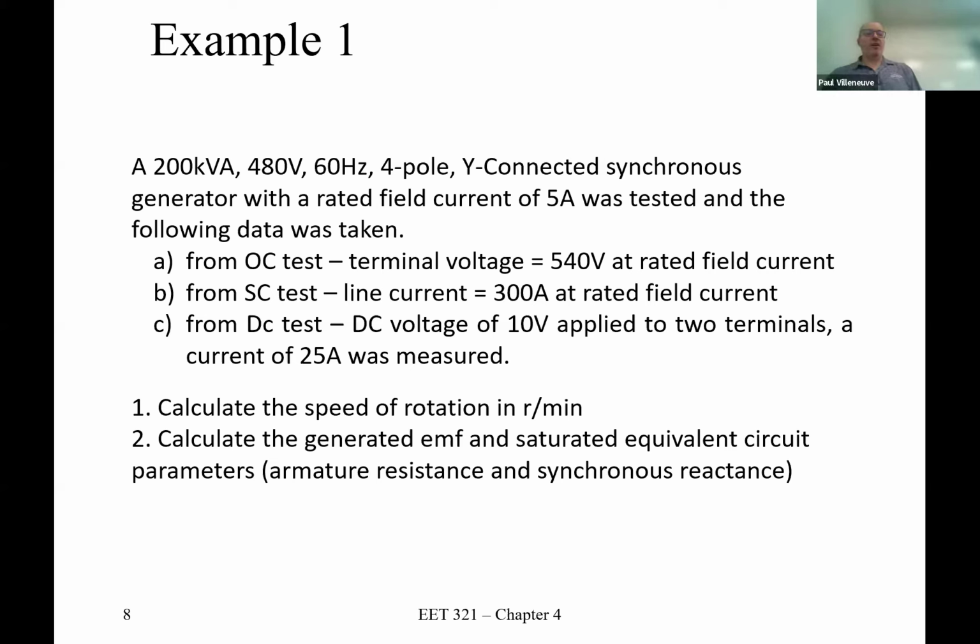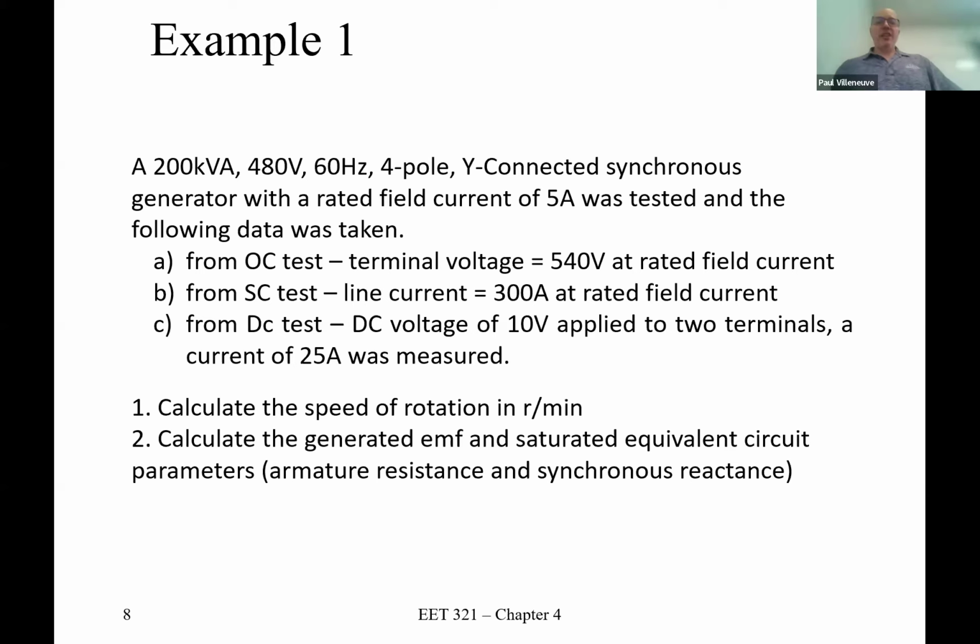Okay, so let's do our example here. We've got a fairly small generator, at least compared to 1500 MVA. I have a 0.2 MVA, 480 volt, 60 hertz, 4-pole machine. It's Y connected. It was run at 5 amps of field current. We got an open circuit test: 540 volts at rated field current. And at 5 amps of field current under short circuit conditions, we got 300 amps. Then we did the DC test, applied 10 volts, and measured about 25 amps.